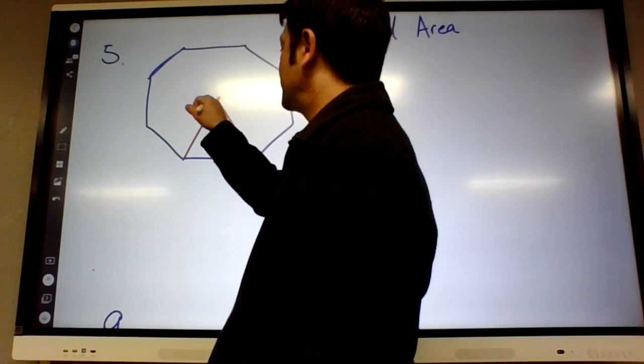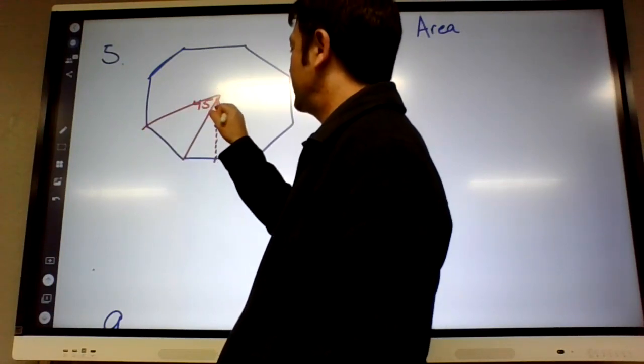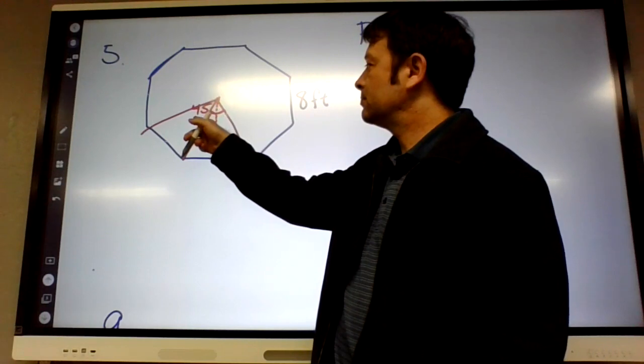So if the central angle is 45, then what's this angle right here? 22.5.